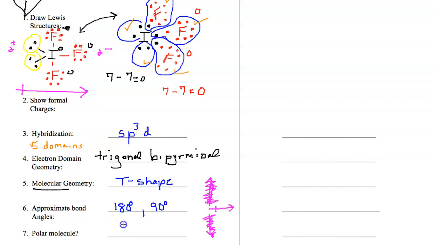Is it a polar molecule? Yes. Why? Because there's an asymmetrical distribution of electrons. There's a what? An overall dipole moment. The bond dipoles do not completely cancel. Okay? All things we should have learned already.